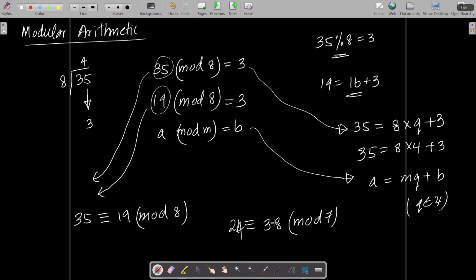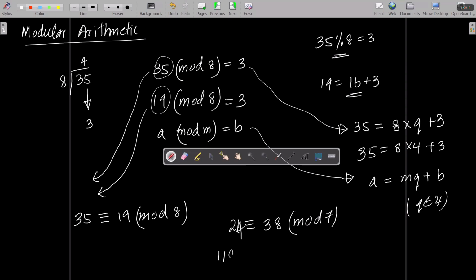What about this? 24 is congruent to 38 mod 7. Yeah, correct. So this is correct. It is because when 24 is divided by 7, it will give 3. So does 38. And then let's say something like this.